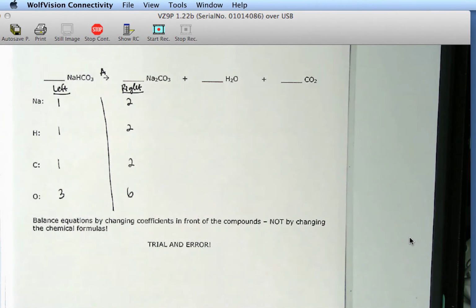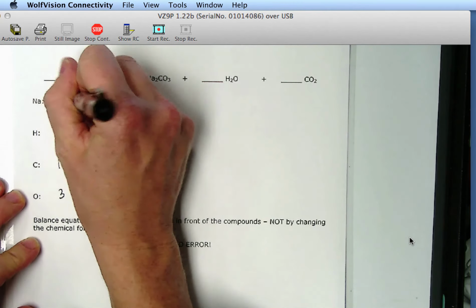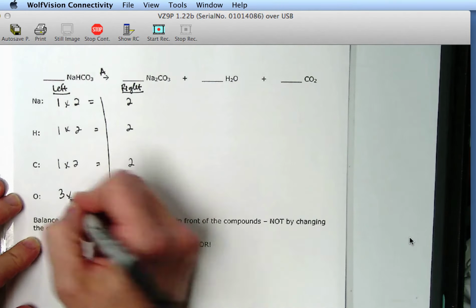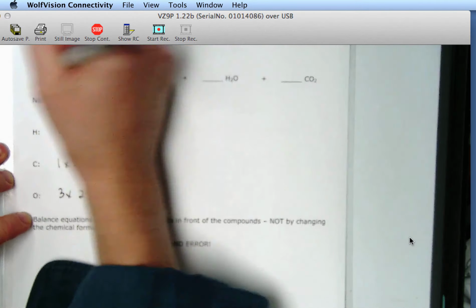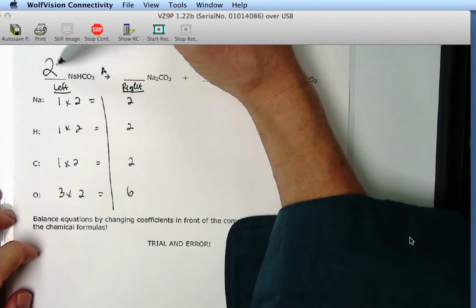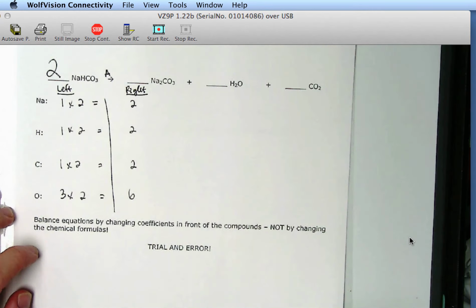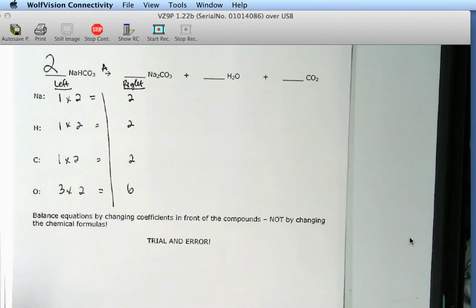If you're thinking about this mathematically, 1 times what will give you 2? 2. 1 times 2 again gives you 2. 3 times 2 will give you 6. So what I'm doing is effectively multiplying sodium bicarbonate by 2. I'm putting a coefficient in front of sodium bicarbonate. When I put a coefficient of 2 in front of it, it multiplies the sodium, the hydrogen, the carbon, and the oxygens. So that's how we've got a balanced chemical equation now. We are obeying the law of conservation of mass.